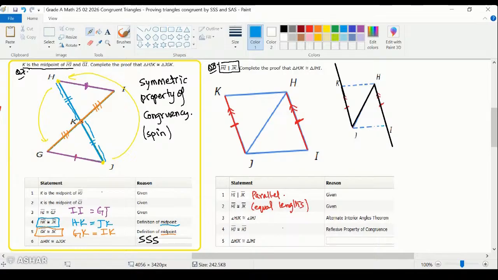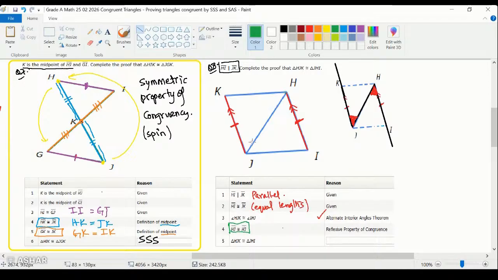So whenever an N or a Z is being formed, we can say this angle would always be equal to this angle, right? And these two angles are alternate interior angles. Agreed? So this has been given to us. And they are saying HJ is equal to HJ. That means there's one common side.